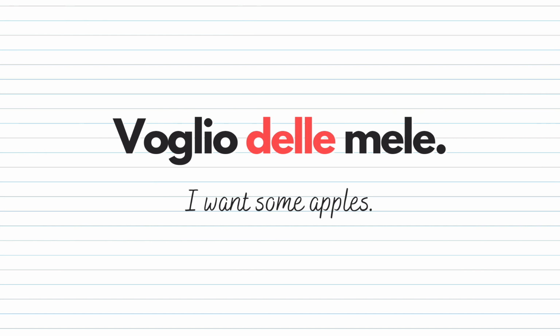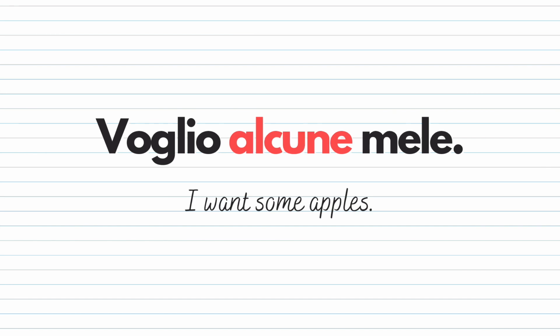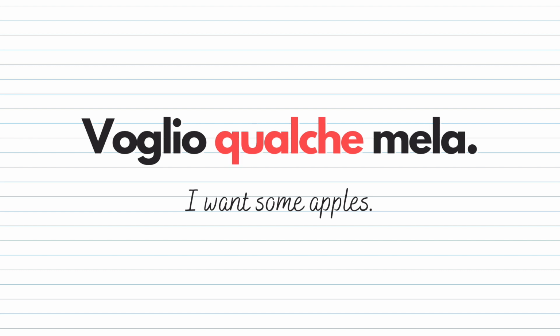So just some. Now, when I'm using the partitive with a plural noun, I can also use two other forms. I can use alcuni, alcune, and qualche. So if I say voglio delle mele, I can also say voglio alcune mele or voglio qualche mela. It's exactly the same thing. I'm still saying I want some apples.